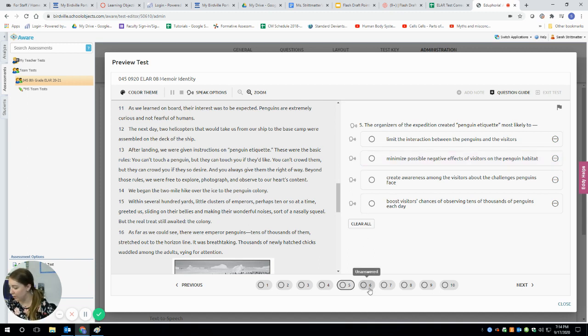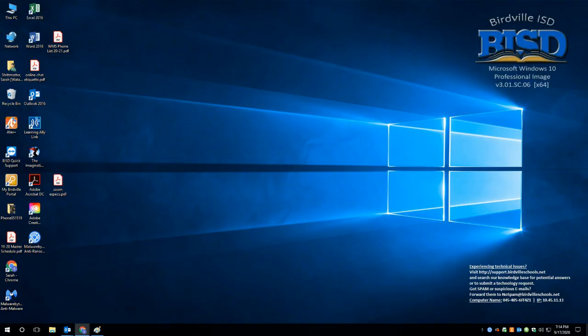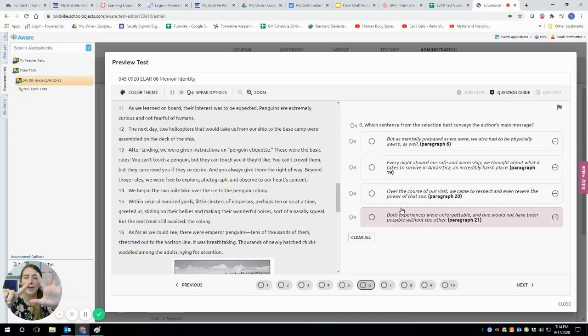All right, we're going to move on to our last one. This is question number 6. As a reminder, you only need to do 3 test corrections. So if you've already done 3, you don't need to do question number 6. Here we go. Which sentence from the selection best conveys the author's main message?